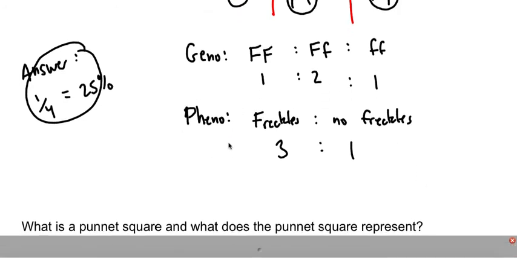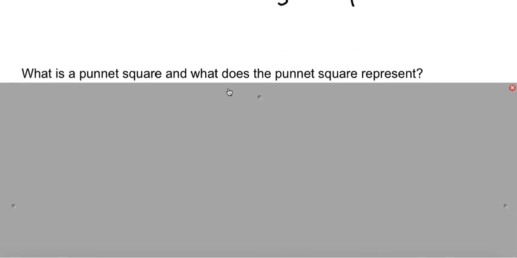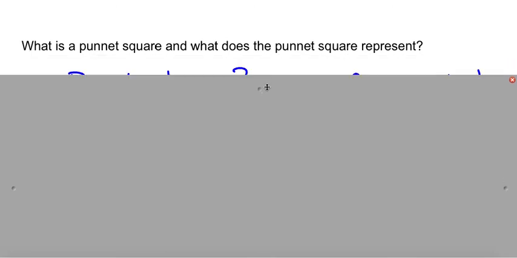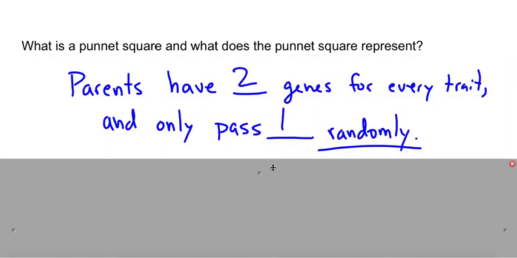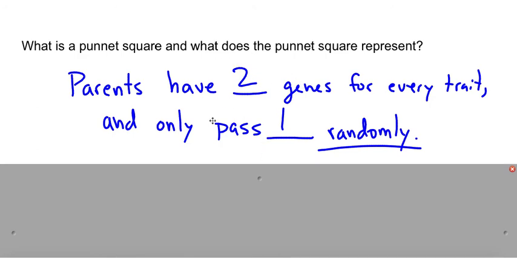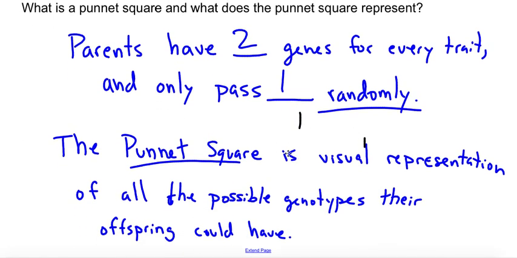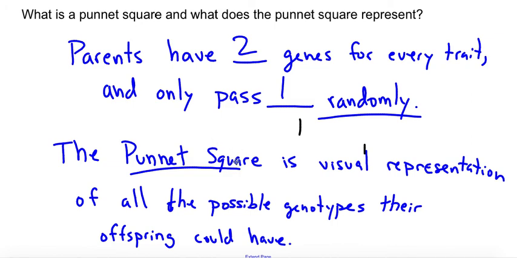And just to reflect a little bit more, what is a Punnett square and what does the Punnett square represent? Just as a quick recap, the first thing you need to remember is this. Parents have 2 genes for every trait, and they're only going to pass one, and it's random. You can't control which one you're going to pass. So a Punnett square is a visual representation of all the possible genotypes that their offspring could have. That's what a Punnett square is.